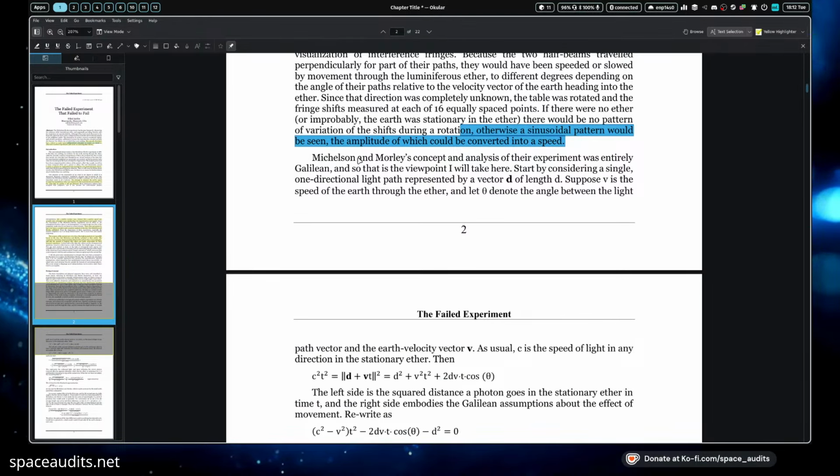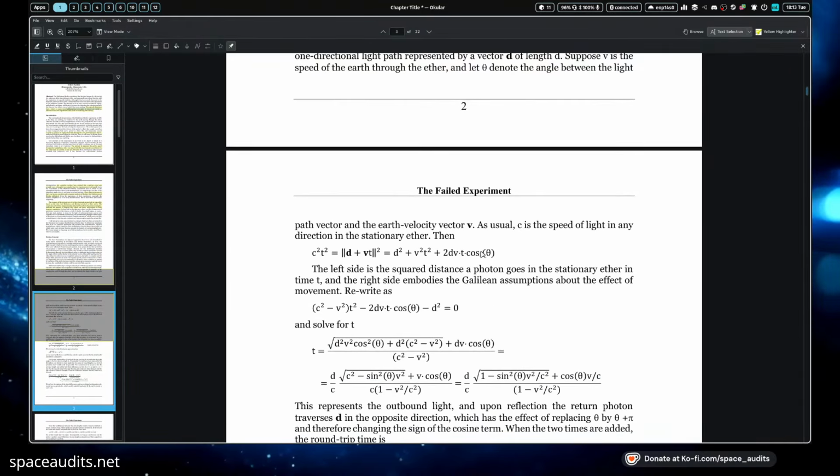Interesting. The Michelson and Morley concept and analysis of their experiment was entirely Galilean, and so to that viewpoint I will take here. Start by considering a single angle, one directional light represented by the vector d in bold of length d. Suppose v is the vector speed of Earth through the ether, and let theta denote the angle between the light path vector and the Earth velocity vector, noted as bold v.